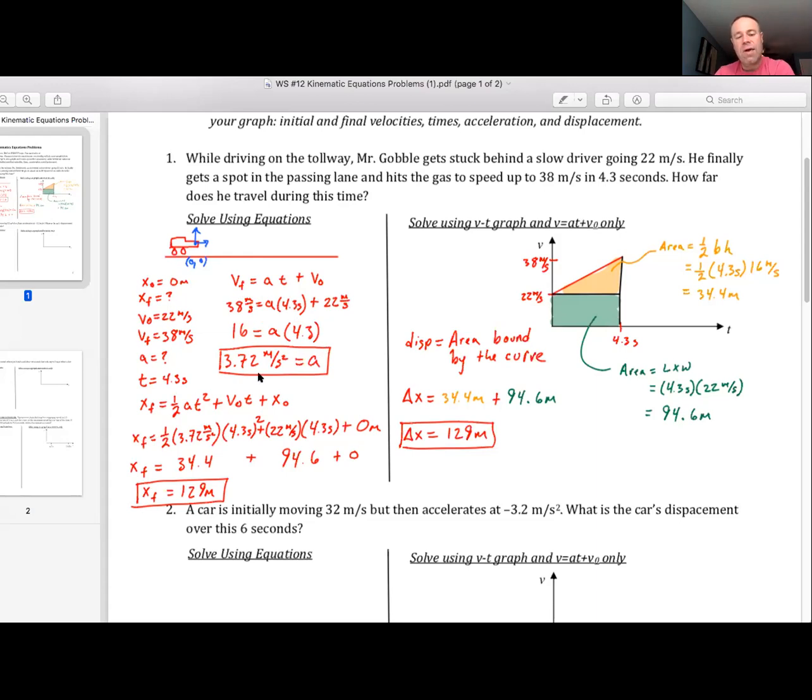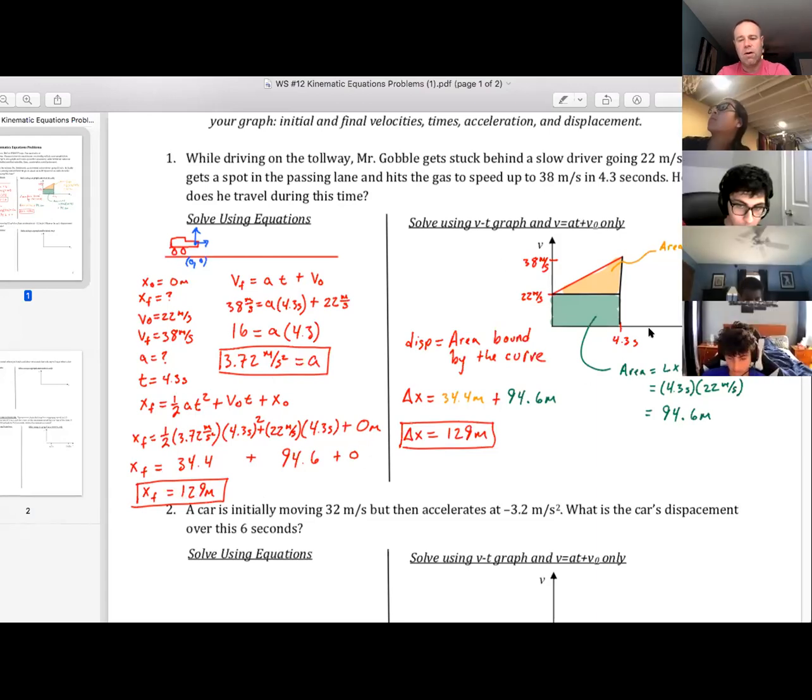Now that we have acceleration, we plug it into this equation, which is final position equals 1/2 AT squared plus V initial t plus initial position. So we plug in our acceleration, our time, don't forget to square it, our initial velocity, our time, and our initial position. And we solve for the final position. It turns out he drove 129 meters while passing that car.